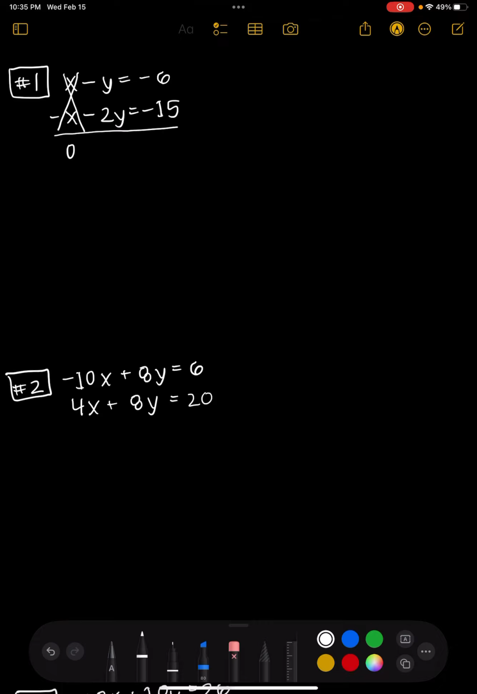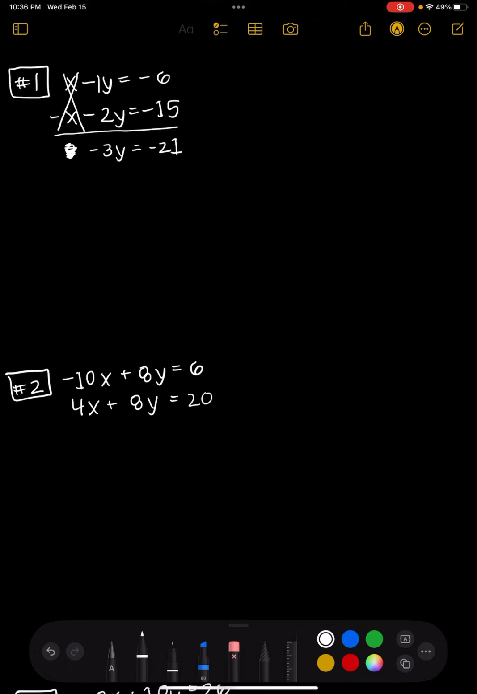Then for our y's, we have negative y and negative 2y. That's like a negative 1y. So negative 1y and negative 2y would give me a negative 3y when I add them together. And then on the right-hand side of the equal sign, we have a negative 6 and a negative 15, which gives me negative 21 when I add those together. So now, if we scratch out the 0, we have this equation that says negative 3y is equal to negative 21. We have one equation with one variable, which means we can solve for that one variable.